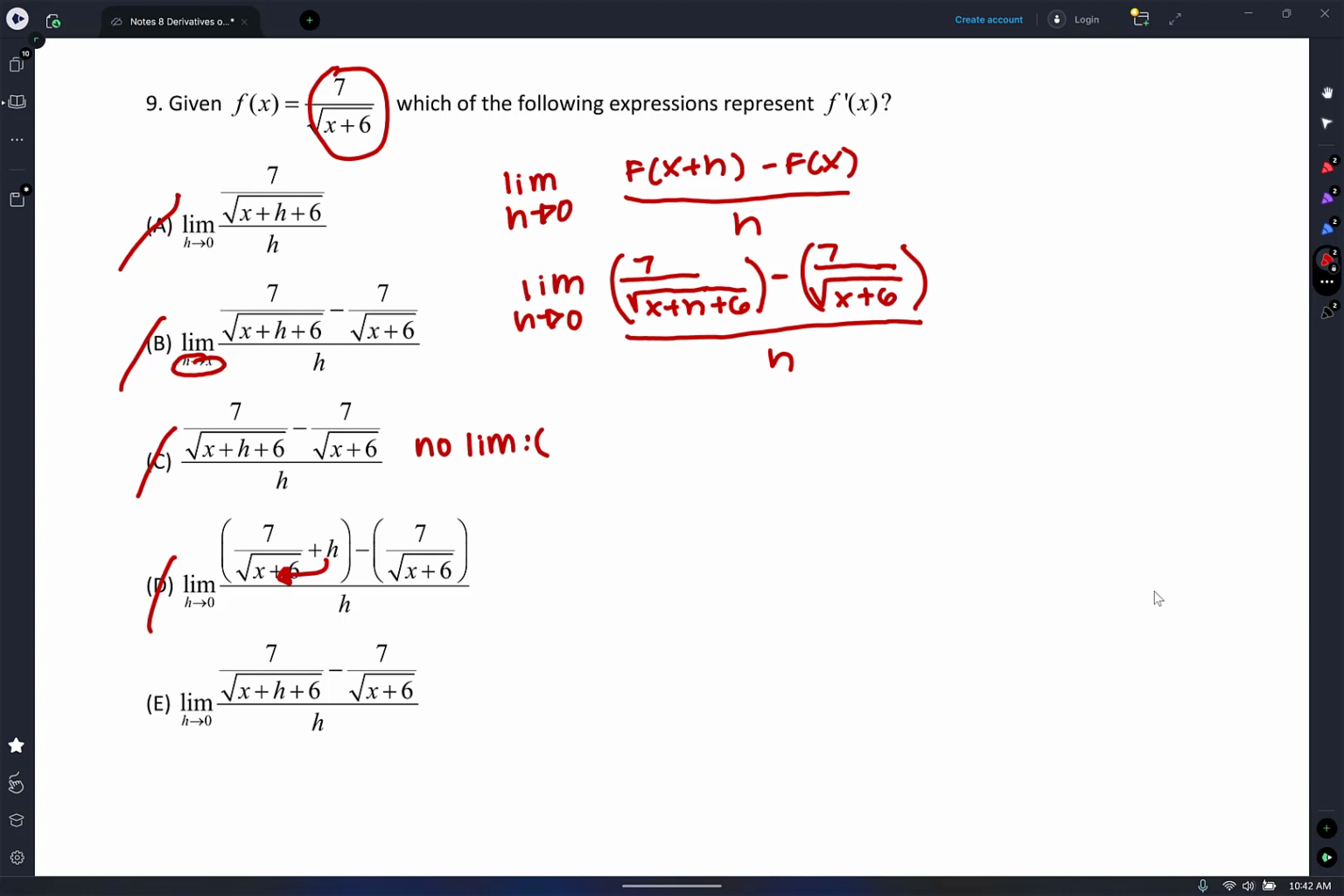Yeah, so that's kind of tricky because when you think of f of x plus h, that was more of like f of x plus h rather than f of x plus h, if that makes sense. Does that make sense? Okay. Is it E? There we go.